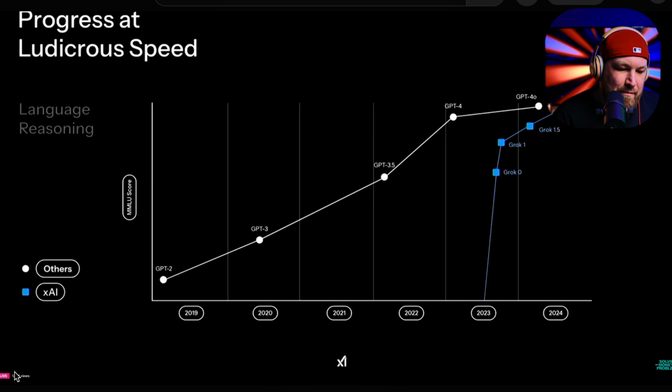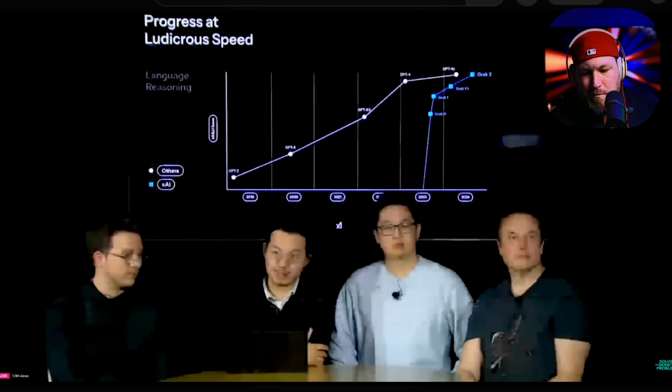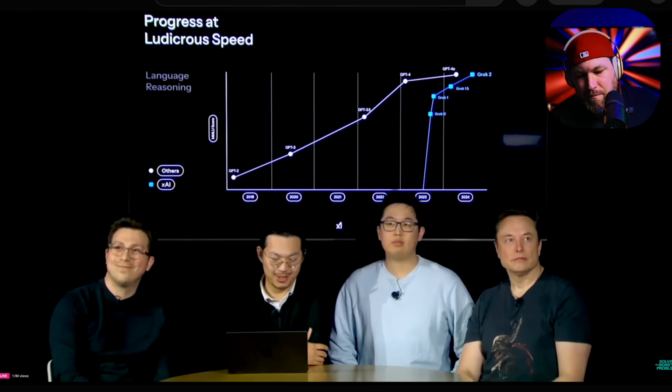We're proud of progress. The time on the x-axis, the performance of favorite benchmark numbers, MMLU, on the y-axis.